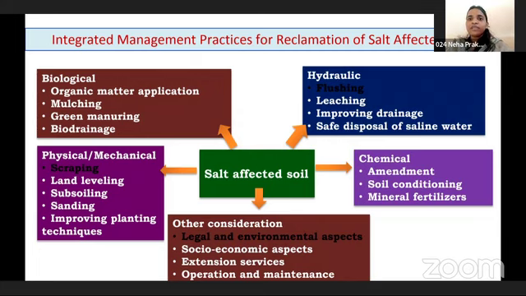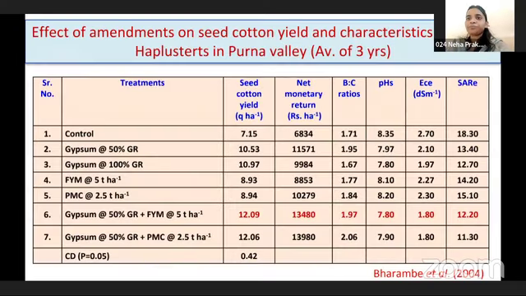Now, the physical method: we can scrape the soil, do land leveling, subsoiling, sanding, and improve the planting technique. In the hydraulic technique, we can leach the salt from the soil by application of heavy water, flushing, and improving drainage. And in the chemical method, we use an amendment like gypsum. This is one amendment that we can use for salt affected soil.